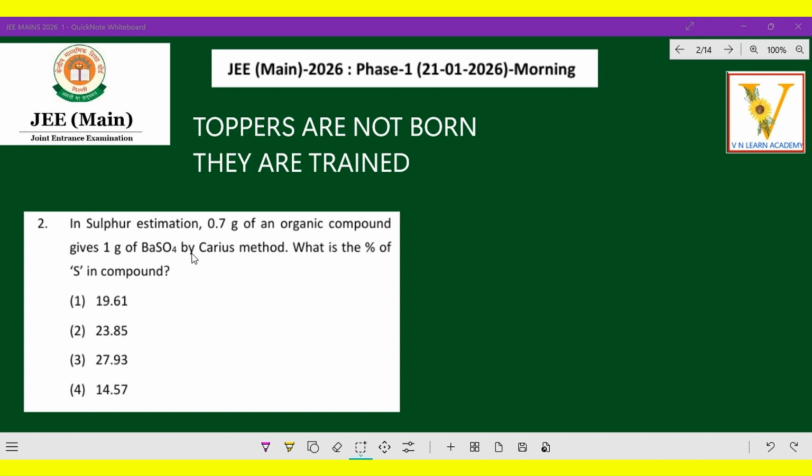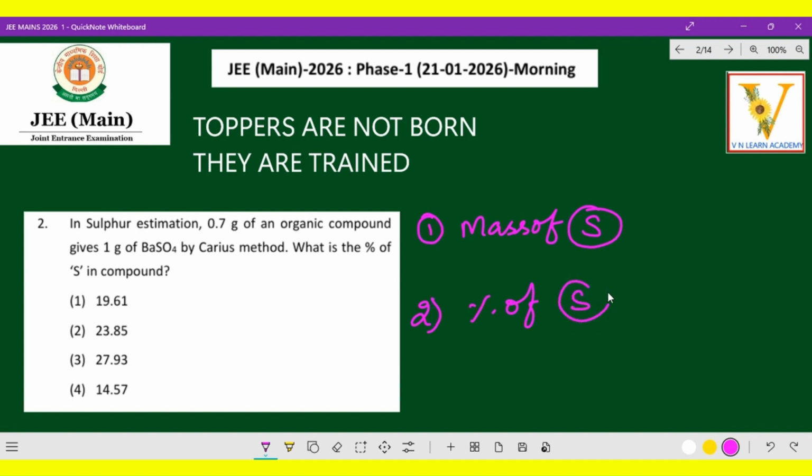Already we have gone through this in the NCERT textbook, the second question only. It has been asked here also. Now, let us discuss. Actually, here you have to determine 2 points. The first point you have to identify is the mass of sulfur. The second one is the percentage of sulfur you have to identify.